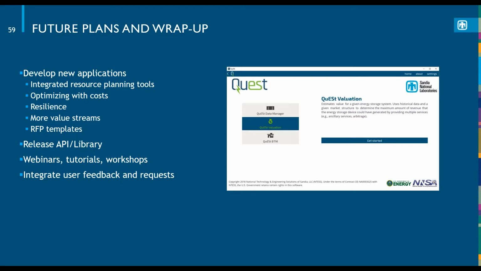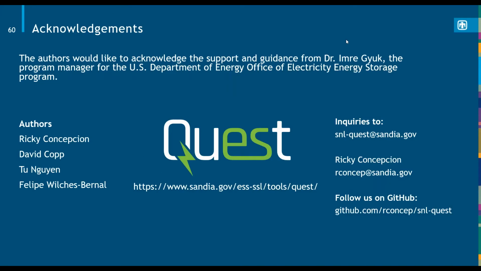We have plans for creating a tool for helping states or utilities meet their renewable portfolio goals with integrated resource planning. We'd also like to incorporate estimating costs of using or acquiring energy storage and integrating that into the optimization process. Resiliency, and how energy storage can help in resiliency, is always a hot topic. And we'd also like to further expand the range of value streams used in QuEST valuation.